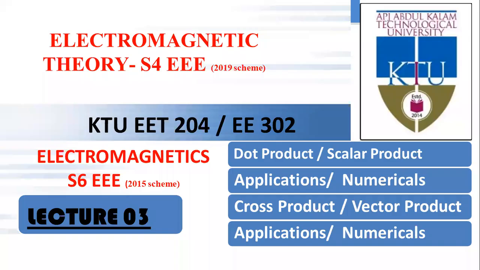Good morning all. So today we are starting with the third class of electromagnetic theory. Last class we saw what Cartesian coordinates are, and before moving on to cylindrical coordinates, we will see what is meant by dot product or scalar product and its applications, and then some numerical questions based on that. Then also cross product or vector product and its applications and some numericals based on that.